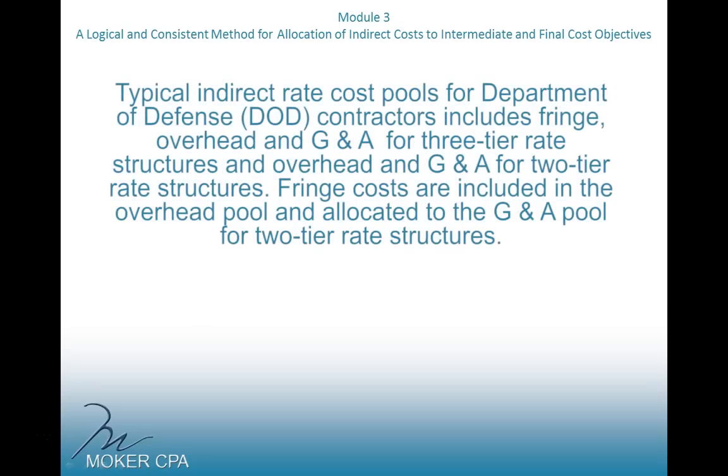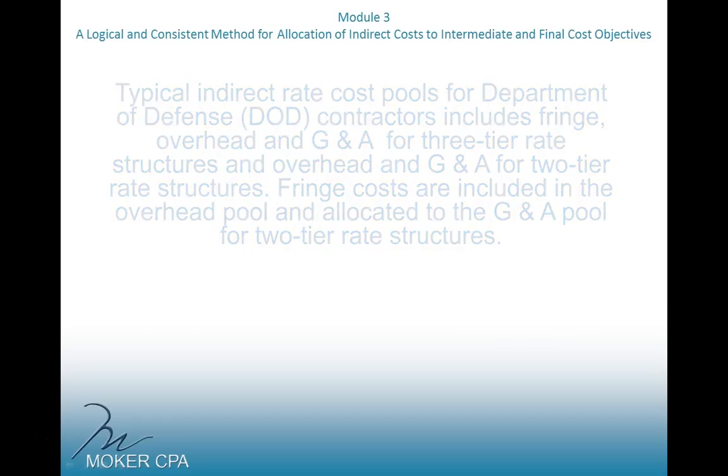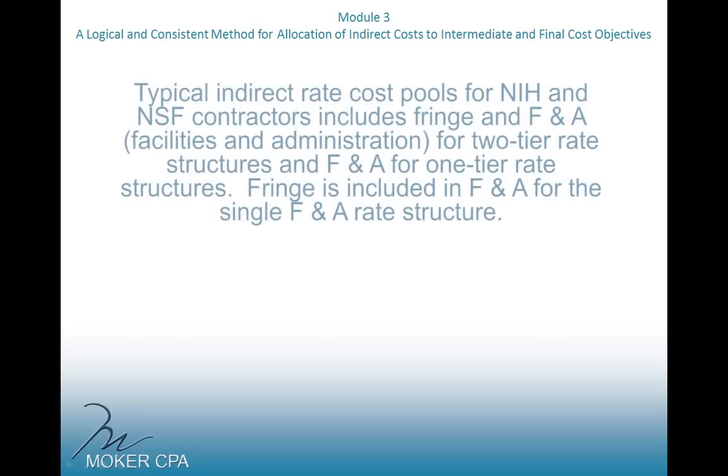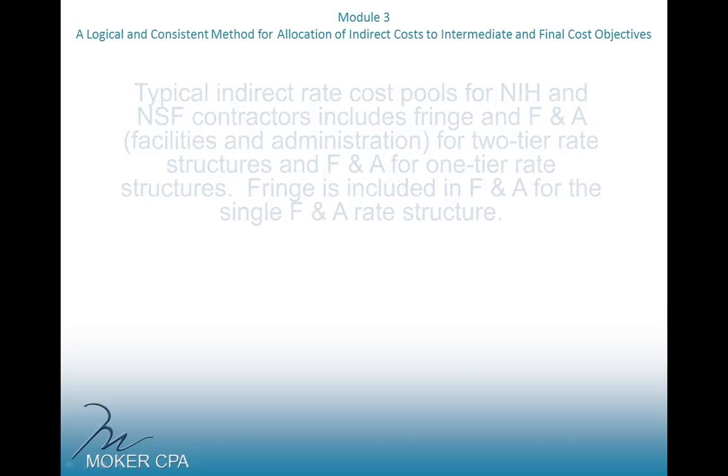Typical indirect rate cost pools for the Department of Defense contractors include Fringe, overhead, and G&A for 3-tier rate structures, and overhead and G&A for 2-tier rate structures. Fringe costs are included in the overhead pool and allocated to the G&A pool for 2-tier rate structures. Typical indirect rate cost pools for NIH and NSF contractors include Fringe and F&A for their 2-tier rate structures, and F&A for 1-tier rate structures. Fringe is included in F&A for the single F&A rate structure.